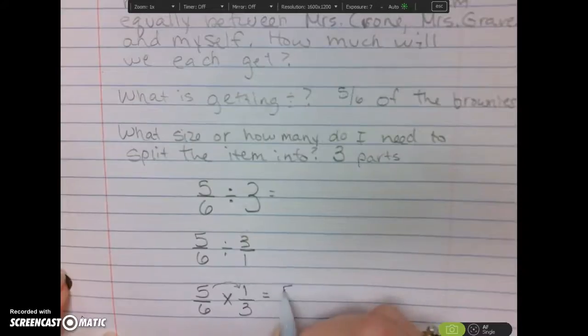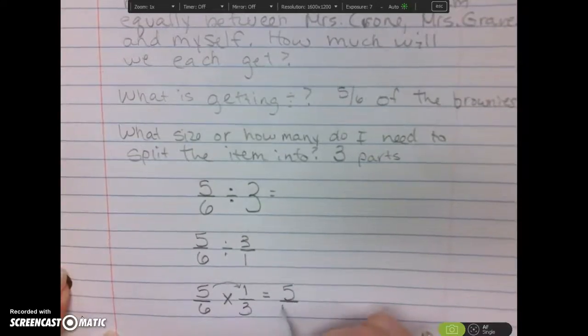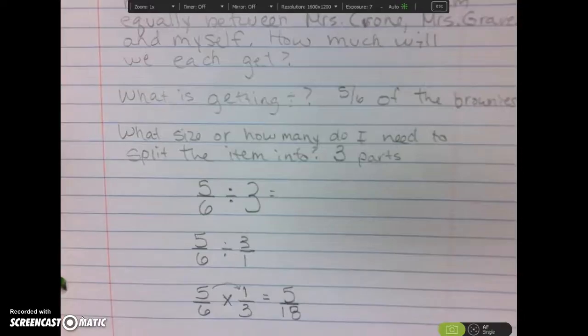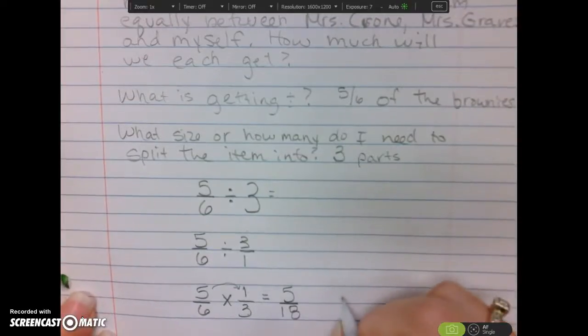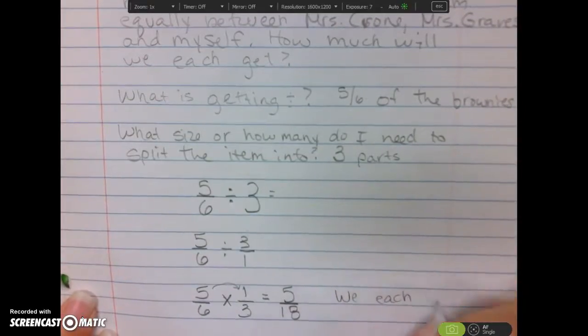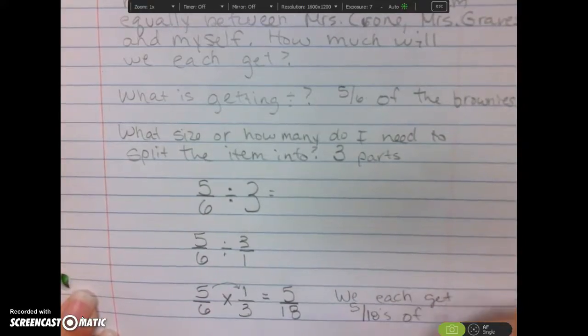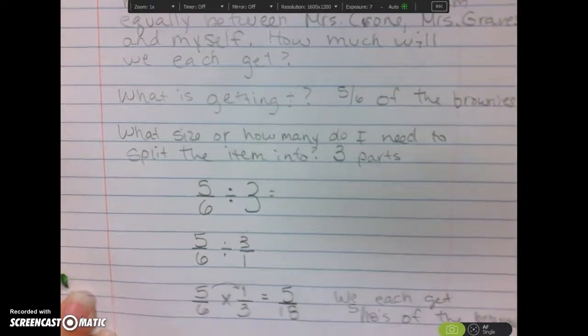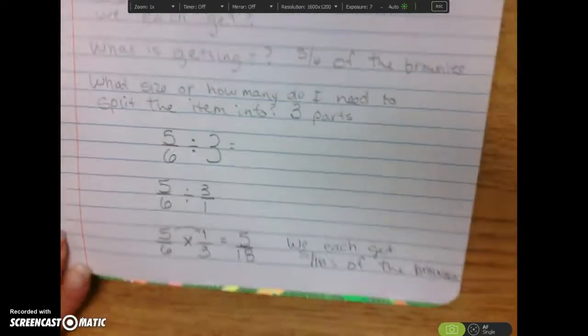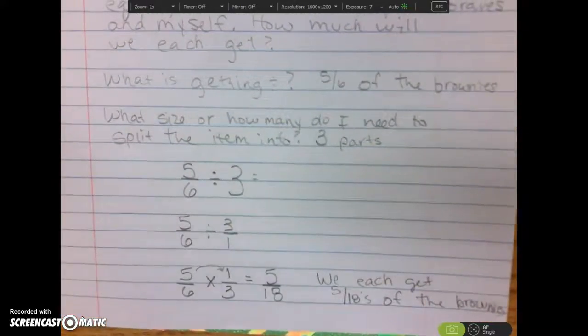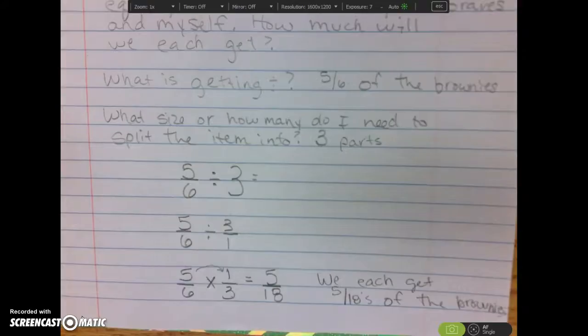5 times 1 is 5. 6 times 3 is 18. So therefore, we each will get 5/18 of the brownies. So once you have your problem set up, most of your battle is done. If you remember, you need to divide, please don't cry. Flip the second fraction and multiply.